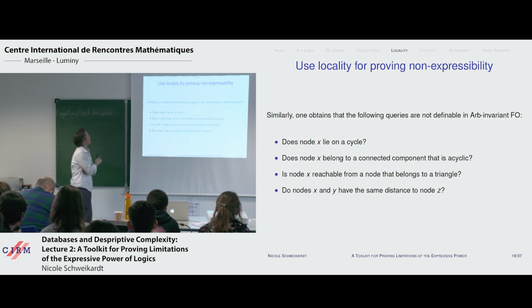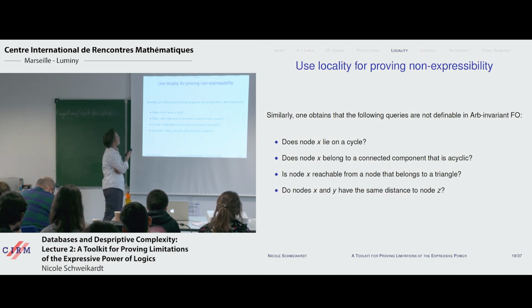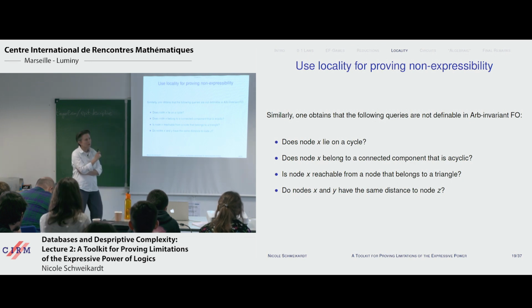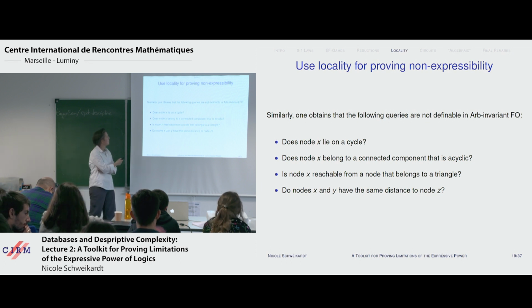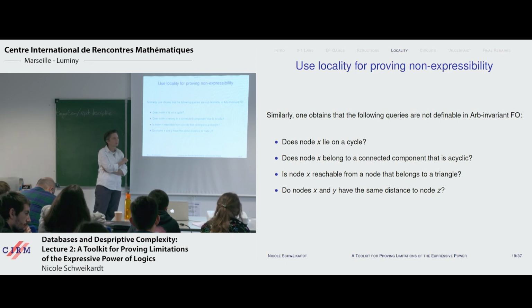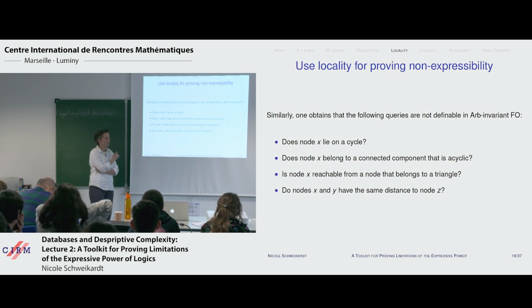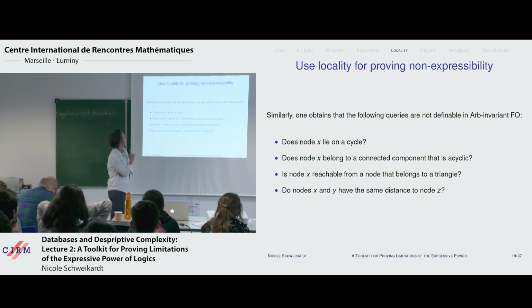A few examples of that type are queries which ask, does node X lie on a cycle? If you use locality to show that it's not in FO, you use the same proof and show that it's not in ARP invariant FO. And all kinds of things. Is node X reachable from a node that belongs to a triangle? Or do nodes X and Y have the same distance to node Z? All this can be proven in that way.